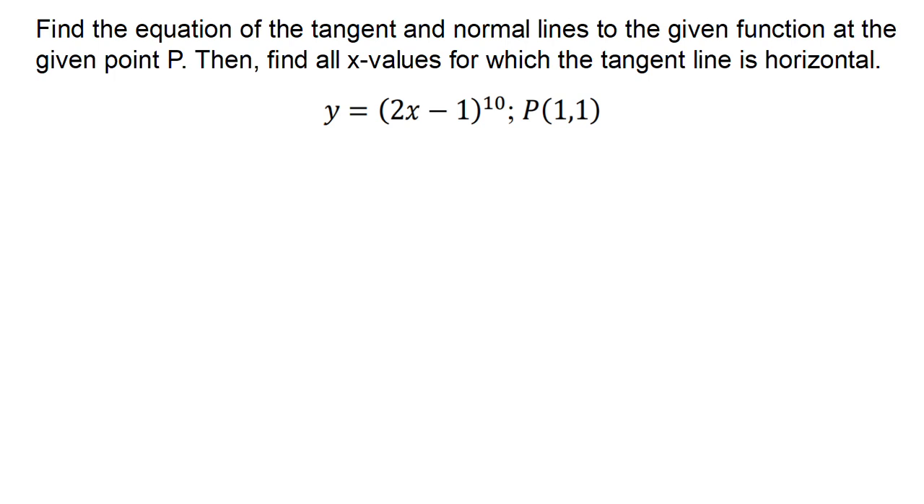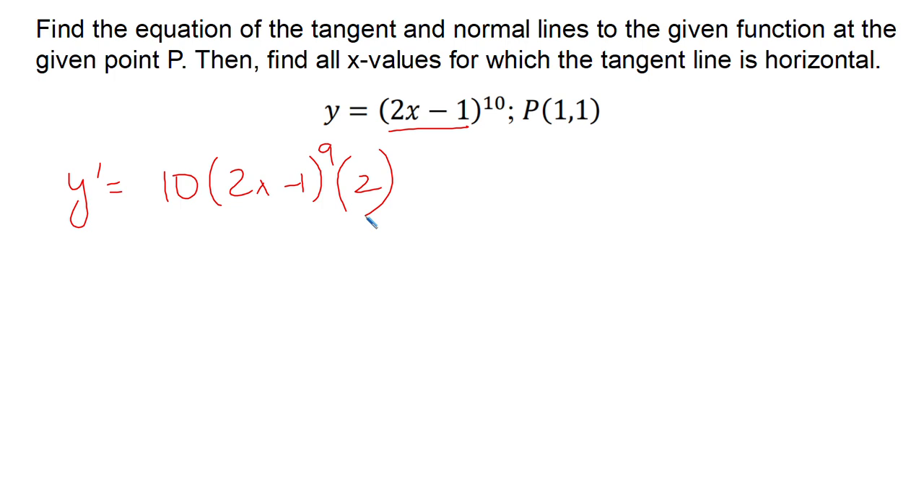Alright, for our next one here, we're going to find the equation of the tangent line and the normal line to this function at the point 1, 1. And then we're also going to find the x values for when the tangent line is horizontal. So to start off with, we've already got the point, so we don't need to do any plugging in to find that. But we'll start off with finding our derivative. Right? And so y prime is going to be, since that's u to the 10th, it'll be 10 u to the 9th times the derivative of u. The derivative of 2x minus 1 is 2.